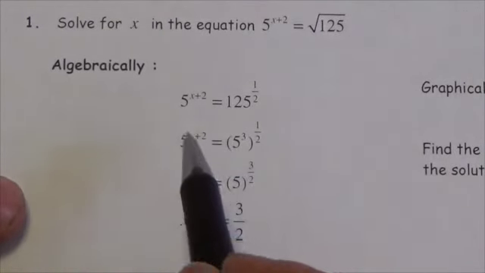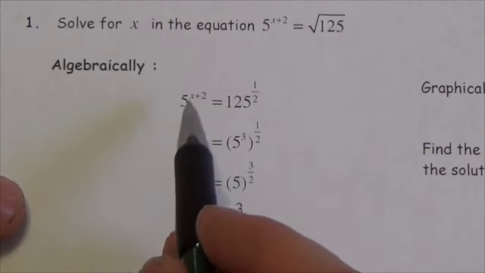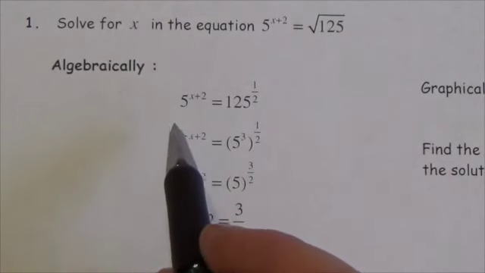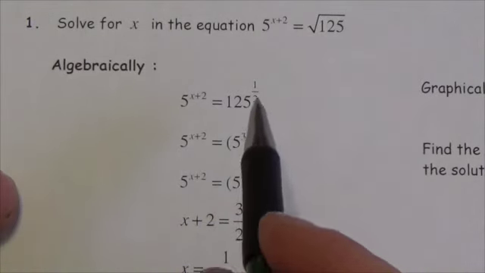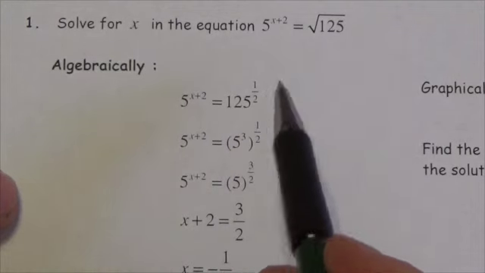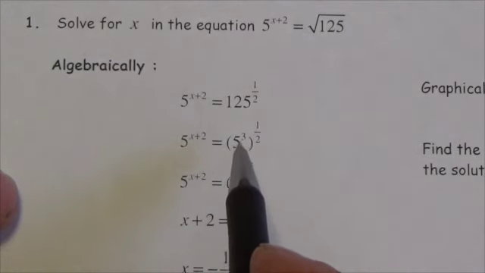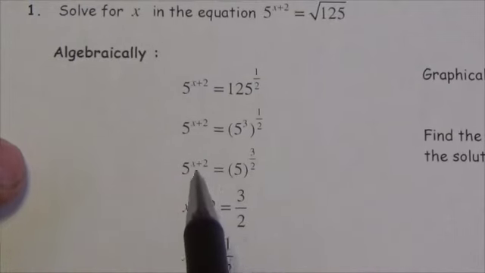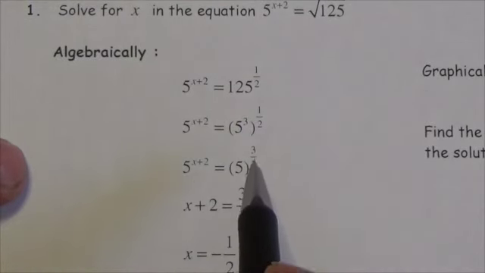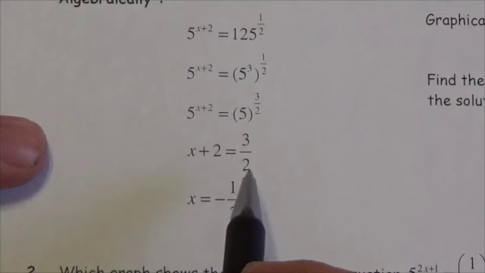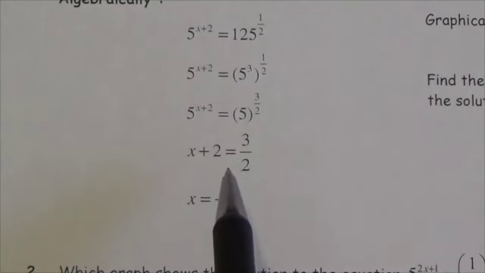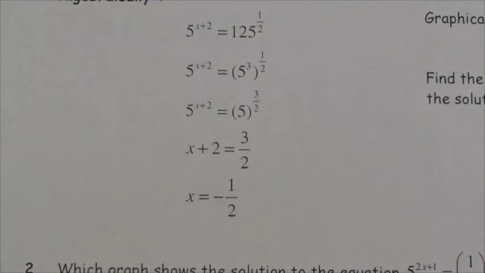So algebraically what we would do here is we have 5 to the x plus 2. 5 is a prime number, so I already know that that must be the base that I'm looking for here. So 125 must be some power of 5. The root of 125 is 125 to the 1/2. And then 125 is 5 cubed. So then we end up writing this as 5 to the x plus 2 is equal to 5 to the 3/2. My bases are the same and the powers are the same, so I can conclude that the exponents must be the same. Okay, and if I simply subtract the 2 from both sides, I get that x is equal to negative 1/2.